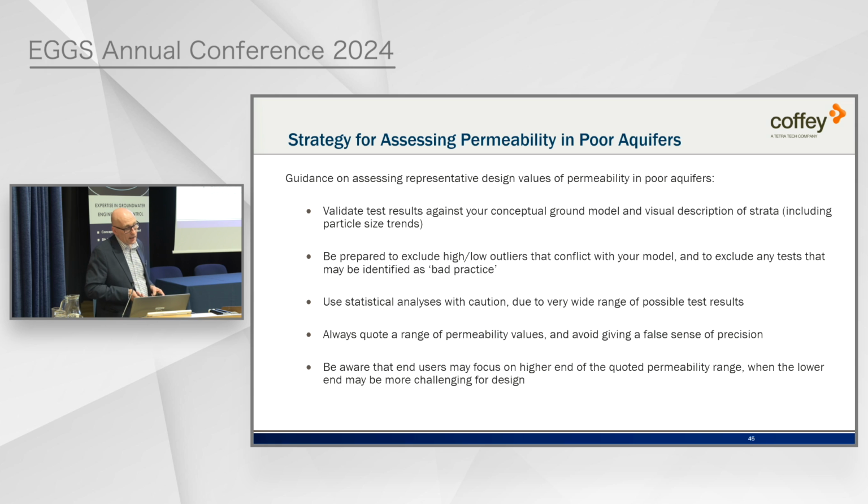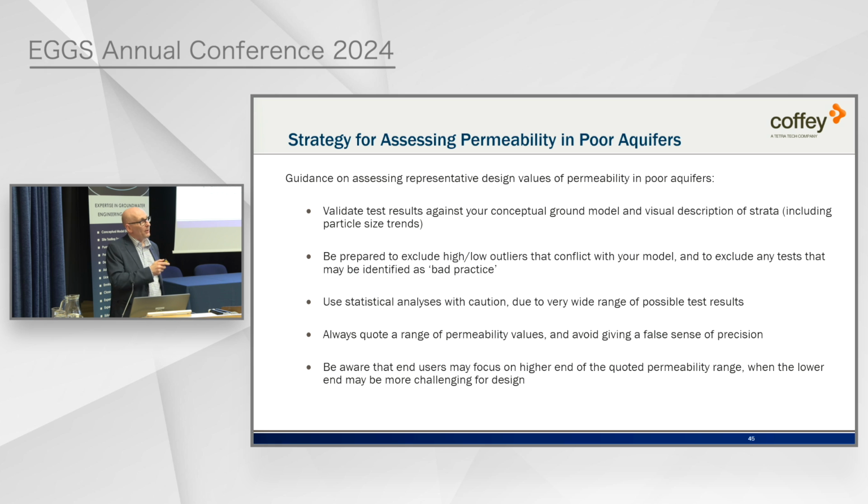As a result, I'm not a fan of particularly sophisticated statistical analyses due to the wide range of possible test results. I can probably hang my hat on doing a geometric mean after you take the outliers away. And anyone who ever works with me or sees my reports, I always insist that we never quote a single value of permeability. We would normally quote a range of permeability values, and you very much limit the number of decimal places to avoid giving a false sense of precision. Because it's all about communication. We shouldn't communicate too much precision.